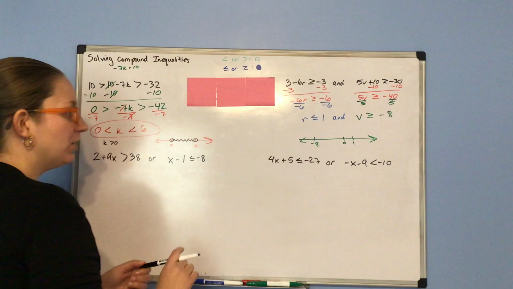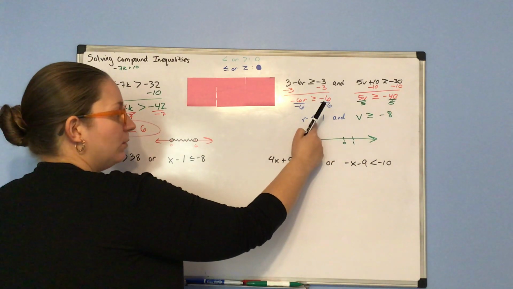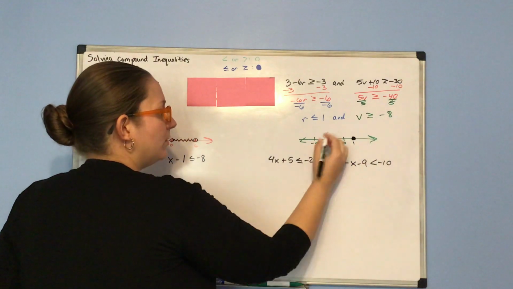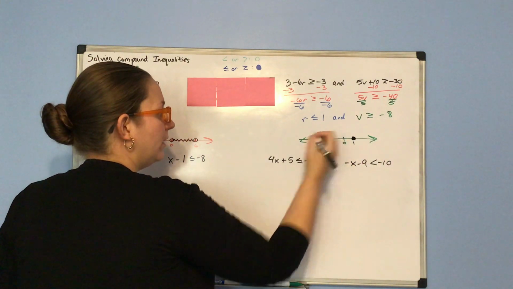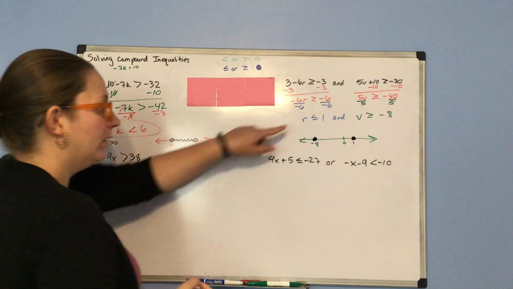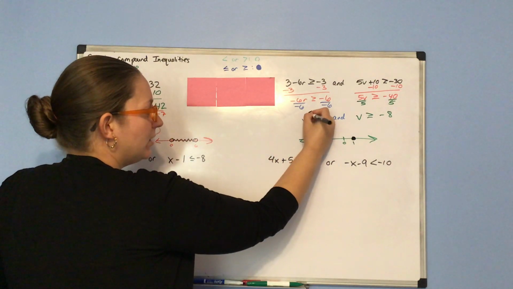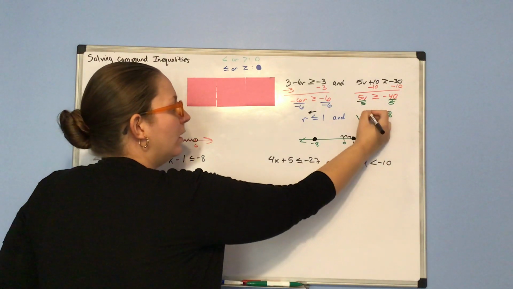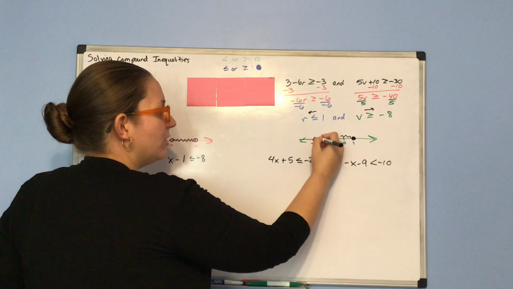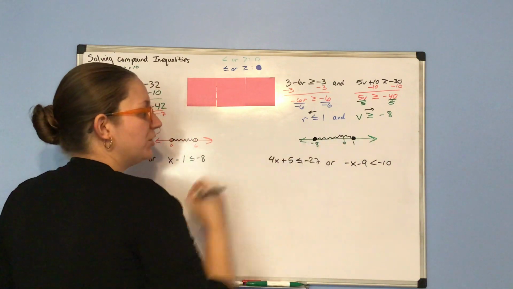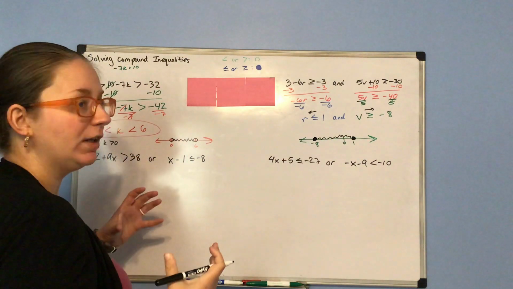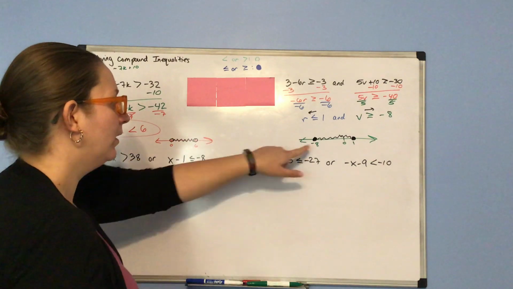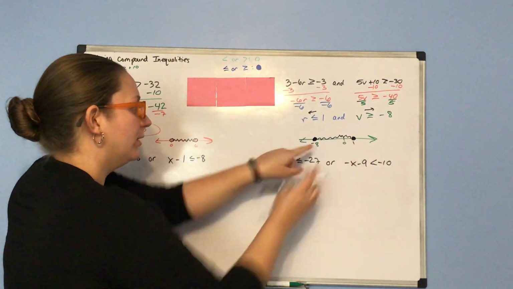So I like to start with the circles. This has an equal to, so it's going to be a closed circle on positive 1. This has an equal to, so it's going to be a closed circle on negative 8. Less than 1 means I'm going to shade to the left of 1. Greater than negative 8 means I'm shading to the right of negative 8. So once again, our shading is going to end up in between. I'm looking for all of the values that are in between negative 8 and positive 1.